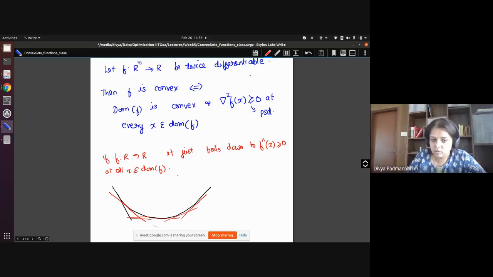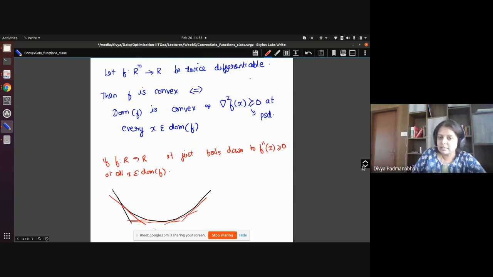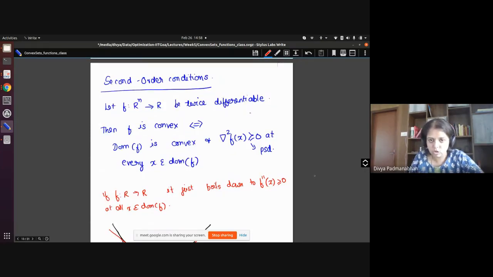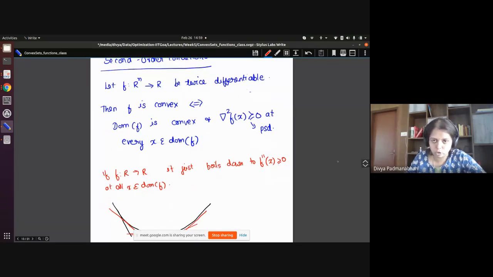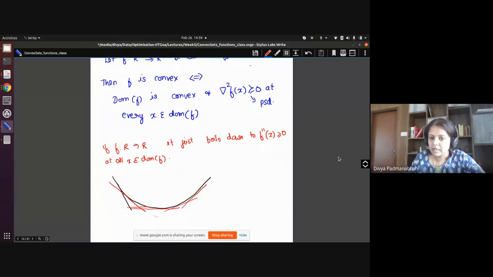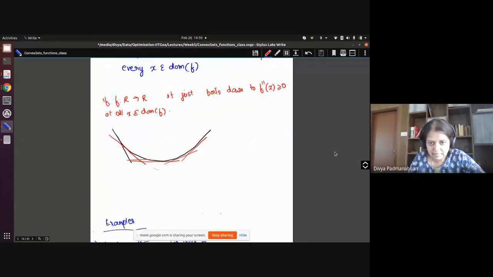In the one-dimensional case, it just boils down to saying that the second order derivative is greater than or equal to 0 throughout the domain. So this is also an alternate characterization for convex functions, and it's both ways. If it's convex, then the Hessian is positive semi-definite, and the other way also, if the Hessian is positive semi-definite at every point, then the function is convex. These are some of the things which will be useful to show that a function is convex. I will look at some examples in the next class.